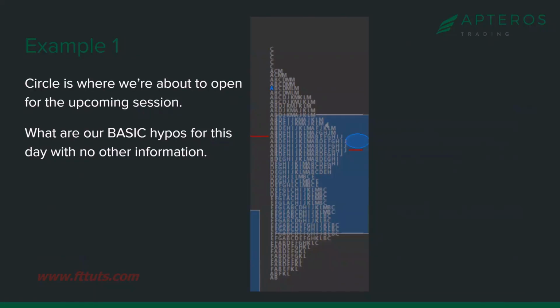Example 1. This circle, as you can see right here, is where we're about to open for the upcoming session. Let's hear it in the chat. Wake up, everybody. What are our basic hypos for this day with no other information than just as it stands, as you can see what's in front of you? You know we're currently trading as we're about to open. What could be some hypos for this session? Let's hear it.